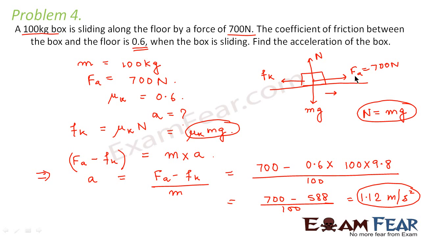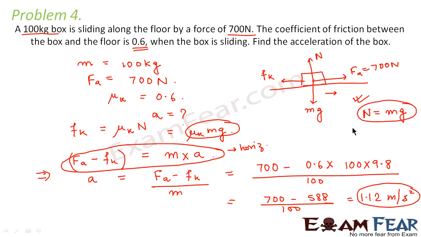So in this case also, what did we do? We drew the free body diagram. Now along the vertical direction, this is the equation of motion, and along the horizontal direction, this is the equation of motion. So we wrote both the equations of motion and we were able to find out the value of acceleration.